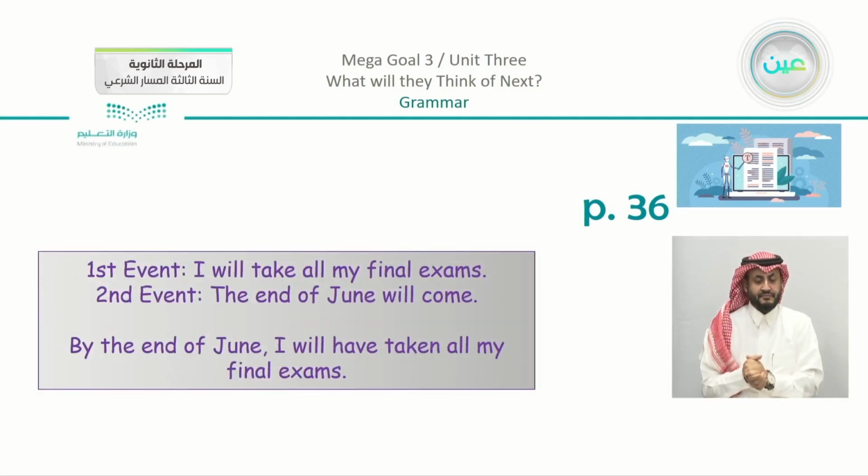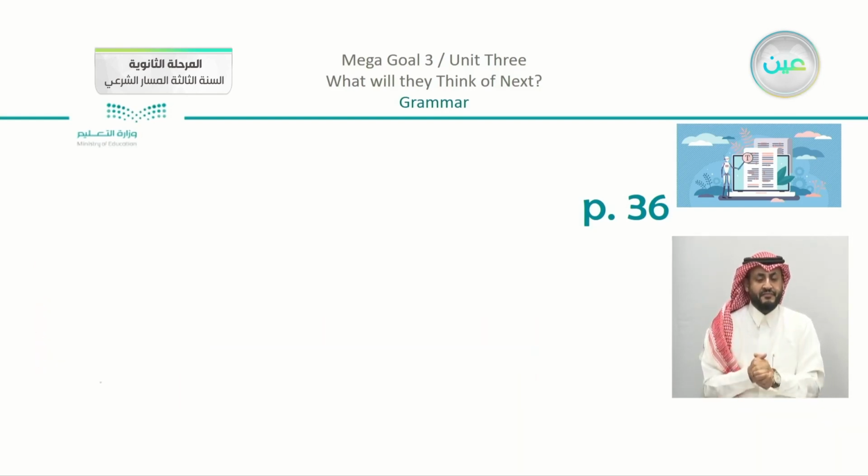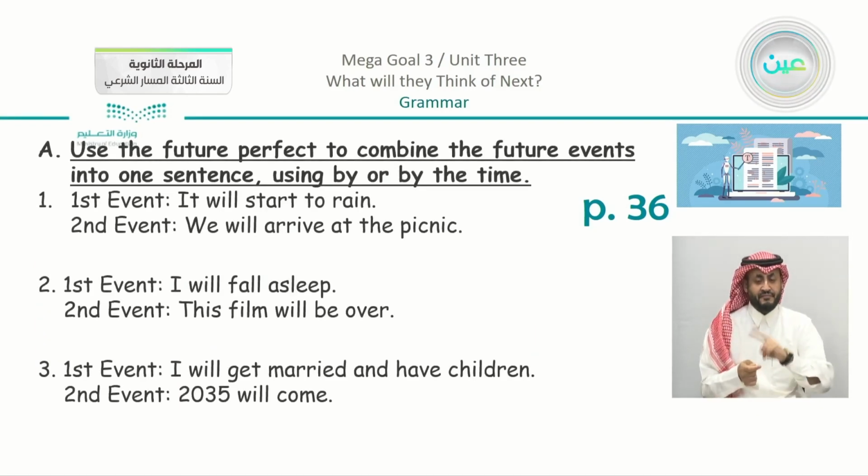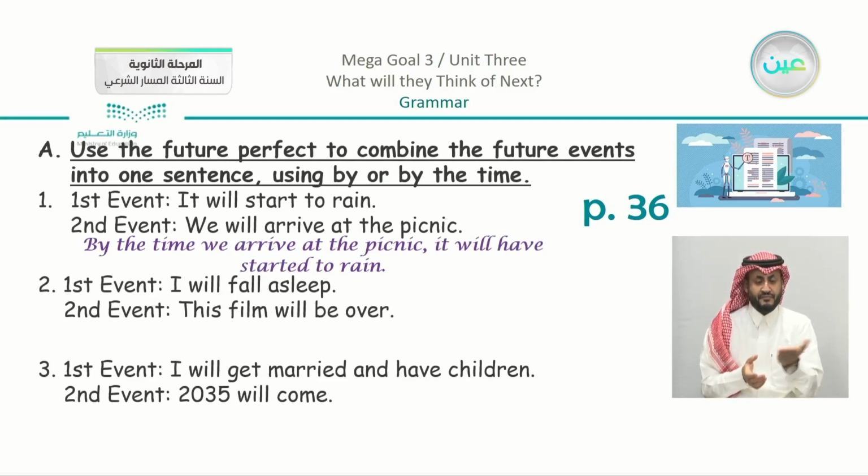For example here, the first event: I will take my final exams. The second event: the end of June will come. Now we combine them together: By the end of June, I will have taken all my final exams. Now this is just an example. We're going to go back to our exercise. You can say, for example, by the time we arrive at the picnic, it will have started to rain.